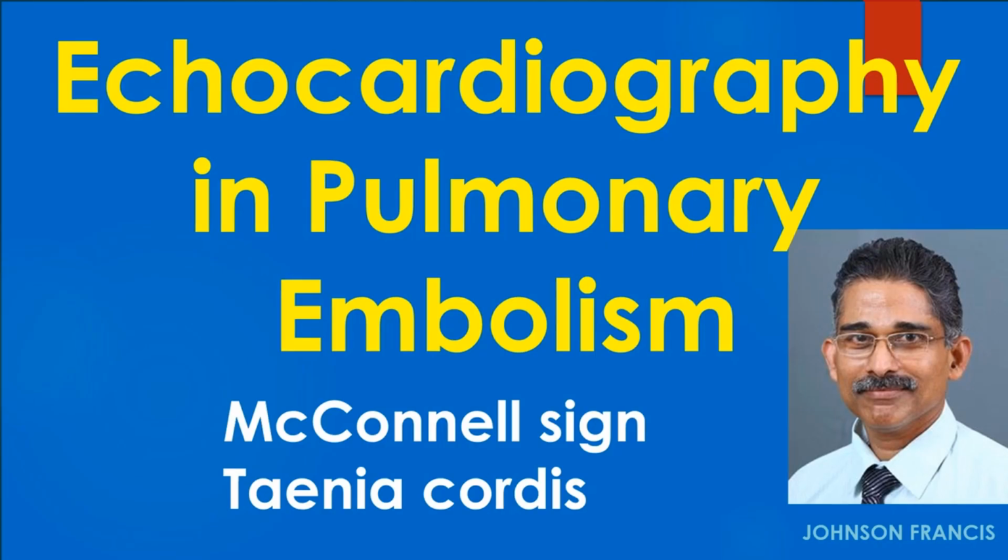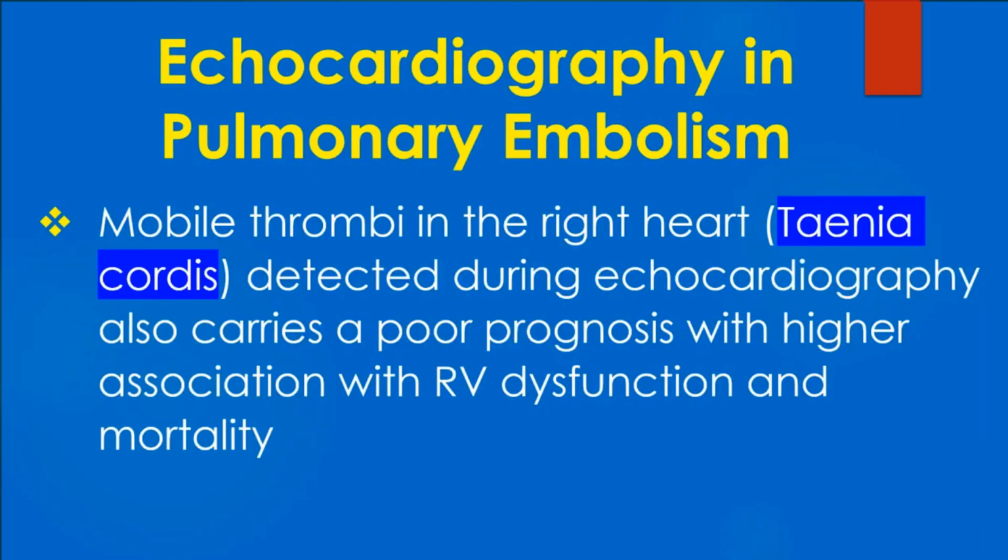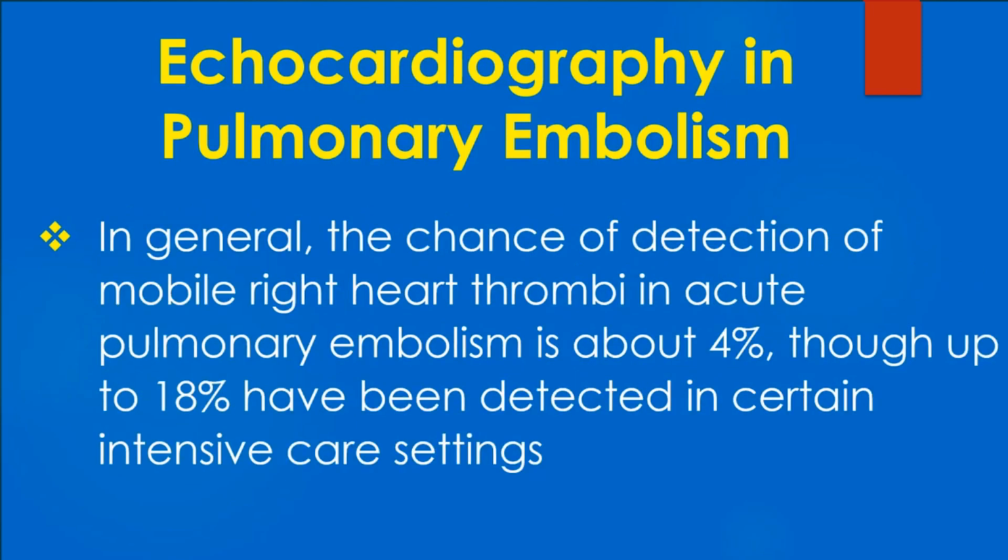Echocardiography in pulmonary embolism is useful in several ways. Visualization of thrombi within the right heart or pulmonary arteries would be the most direct way of diagnosing acute pulmonary embolism by echocardiography. Mobile thrombi in the right heart, known as serpentine or type A thrombi, detected during echocardiography carry a poor prognosis with higher association with right ventricular dysfunction and mortality. In general, the chance of detection of mobile right heart thrombi in acute pulmonary embolism is about 4%, though up to 18% have been detected in certain intensive care settings.